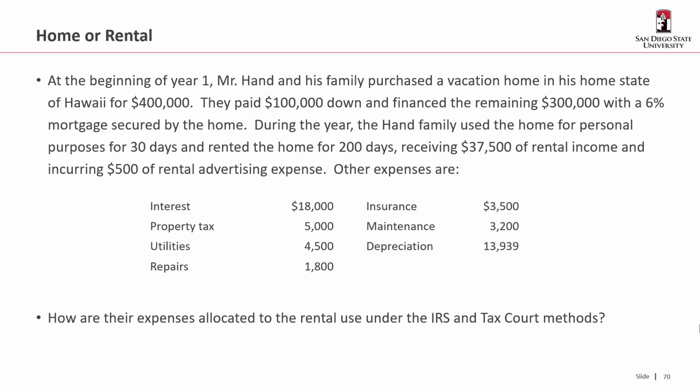So first, we really should make sure we're in the in-between category. So did we use the home for 15 days or more? Did we rent the home for 15 days or more? The answer is almost certainly yes. Did we use it personally for more than the greater of 14 days or 10% of the days rented? So the greater of those two is 10% of the 200 days rented, or 20 days. We used it personally for 30 days. Whoops, we're in the in-between category.